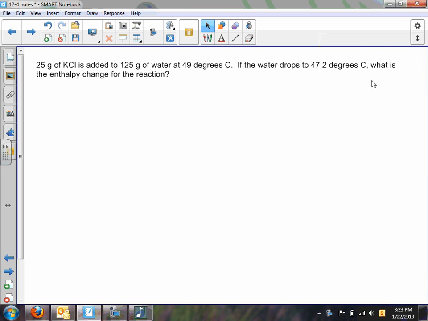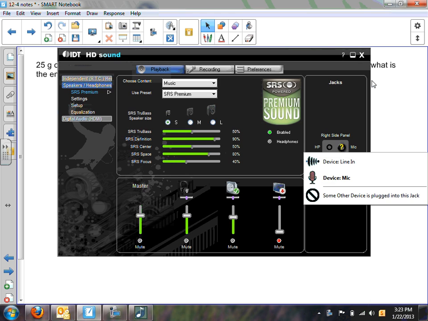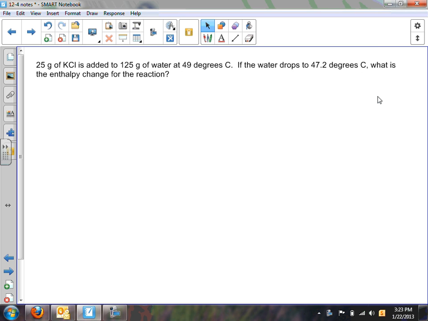This example will be to show you how to use calorimetry to find the enthalpy change of a reaction. So if I've got 25 grams of KCl added to water, this is what the situation looks like.